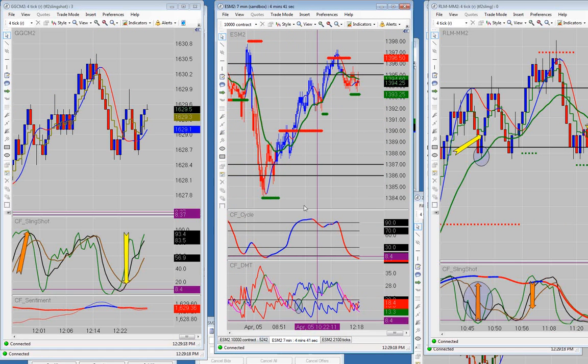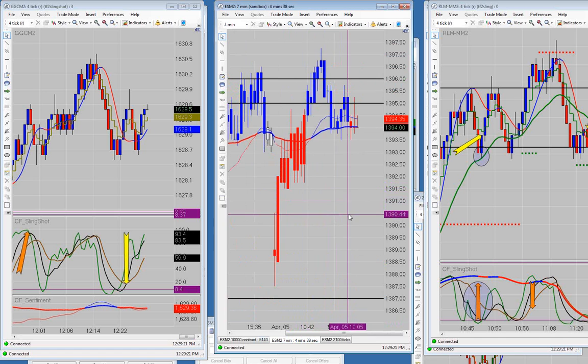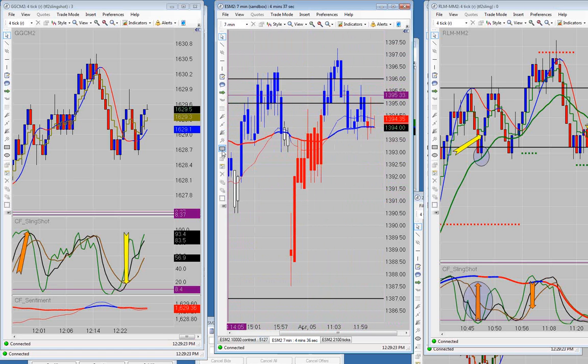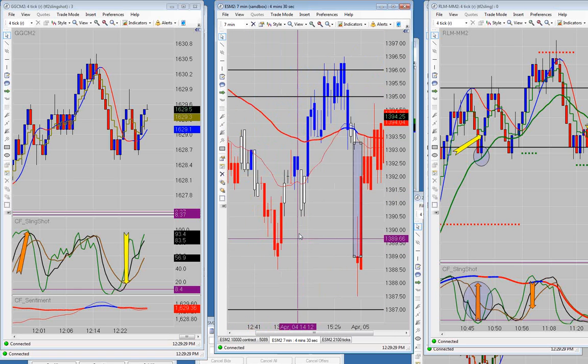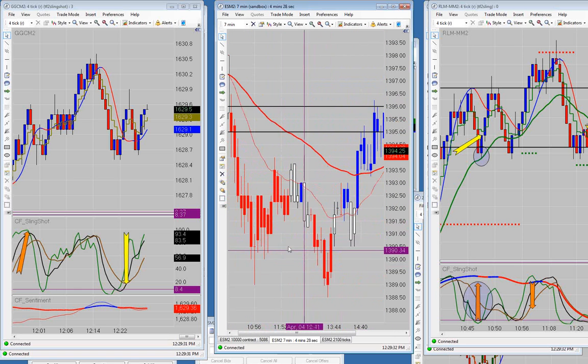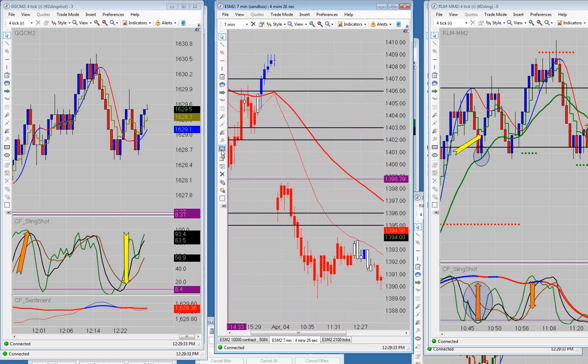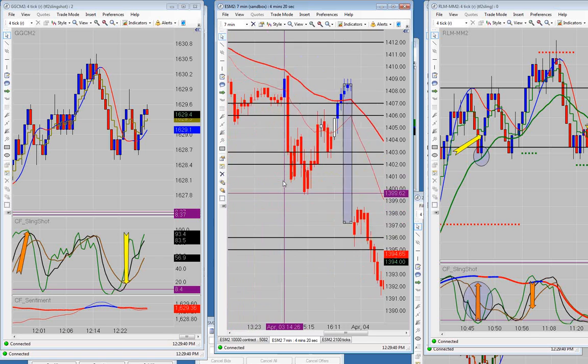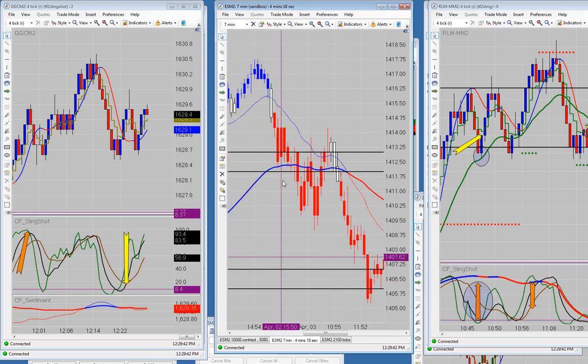Let's jump over here to the ES 7-minute for just a moment. I want to show you the gaps that we've had here lately. That was the gap from yesterday to today. Pretty significant gap. This is the gap again from the day before yesterday to today. Again, pretty significant gap.